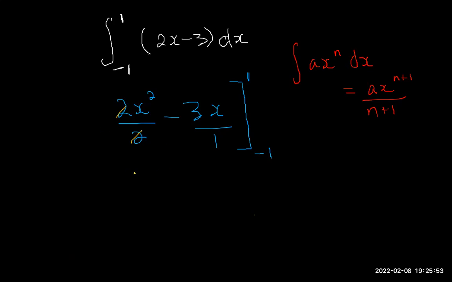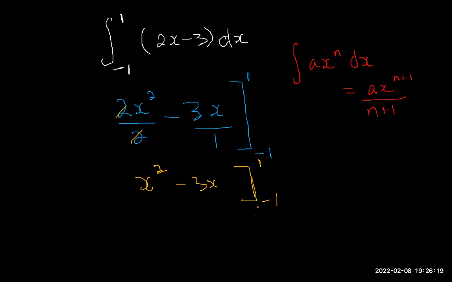Cancel 2. x squared minus 3x on 1 is the same as saying 3x, right? Put your bracket. Upper limit is 1, lower limit is minus 1. By definition, it must have limits.